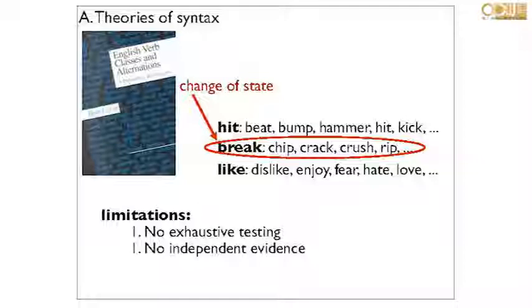So this has been a very influential theory, but it has some important empirical limitations. The main one is it just hasn't been tested exhaustively. What I mean is there are many, many verbs like hit, many verbs like break, many verbs like like, and nobody's actually gone through to make sure all the verbs like break describe a change of state, but none of the verbs like hit or like do.